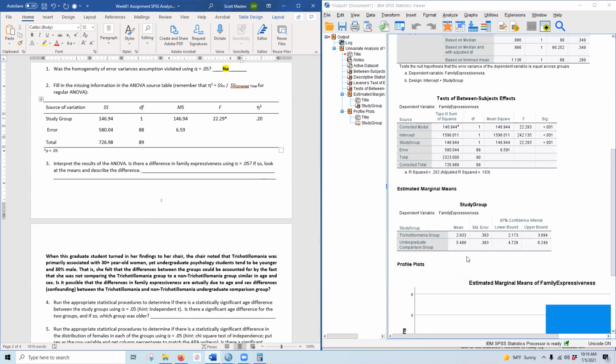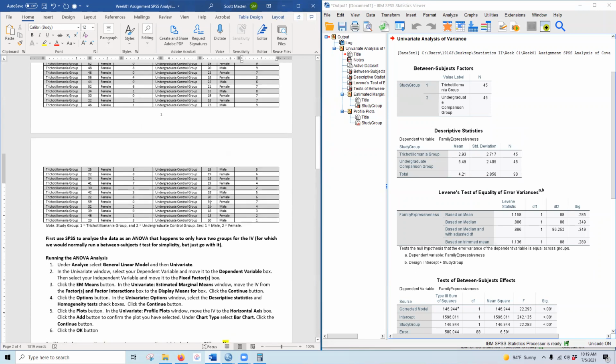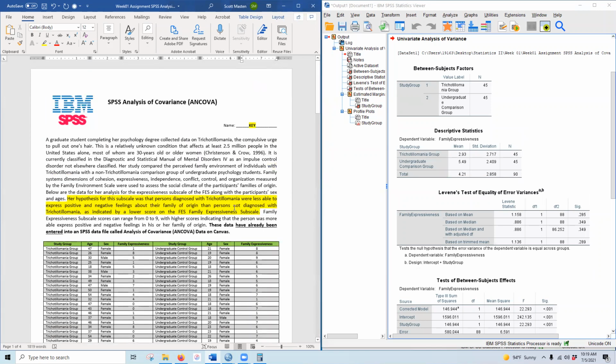So look at the means. Who was higher? You can look at these descriptive means here, and the undergrads have a higher average than the trichotillomania group on family expressiveness. So the trichotillomania group, per her hypothesis, had lower family expressiveness, so they were less able to express positive and negative feelings about the family of origin than a person not diagnosed with trichotillomania.